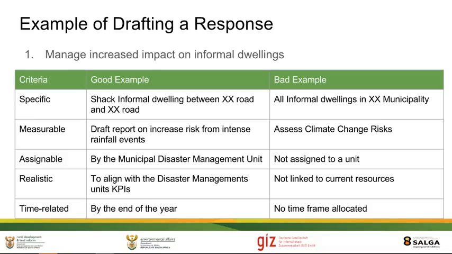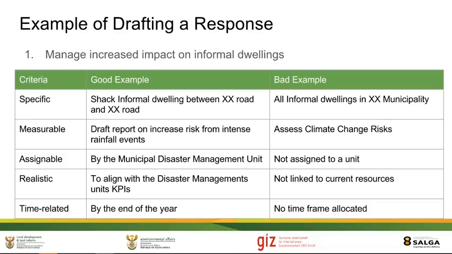A good example of a specific project would be to manage 10 shack informal dwellings between specific areas. You can use roads or area names as markers. A bad example, on the other hand, would be a vague example, like looking at all informal dwellings in your municipality. This is not specific and will not help you in your response. Measurable. A good way to measure this response would be to perhaps draft a report on increased risk from intense rainfall events. A bad example, on the other hand, is again vague and does not specify how the response will be carried out.